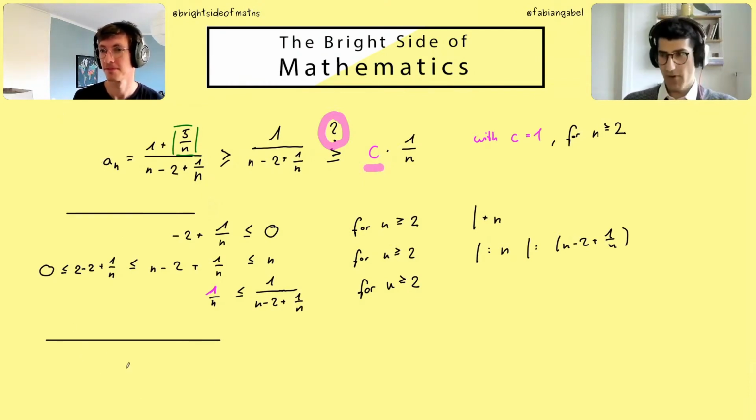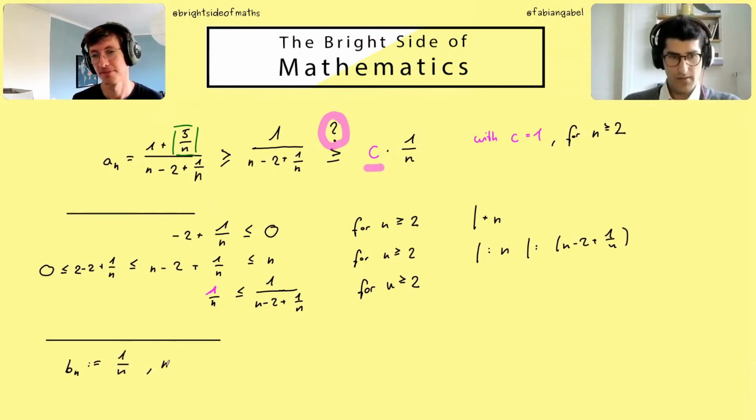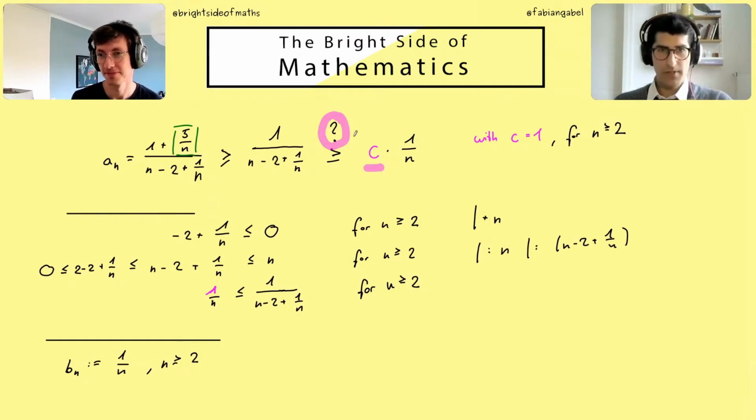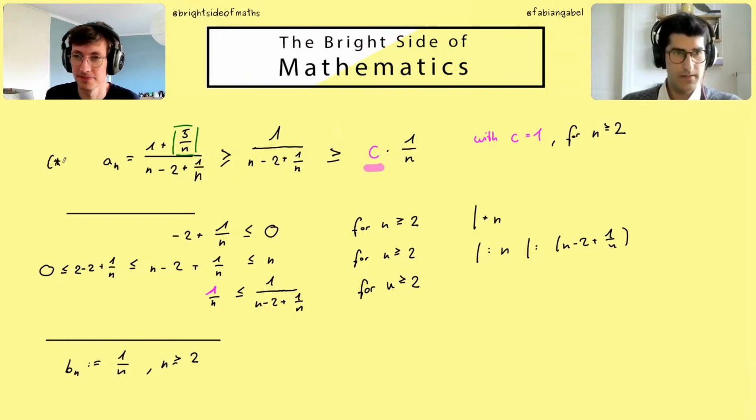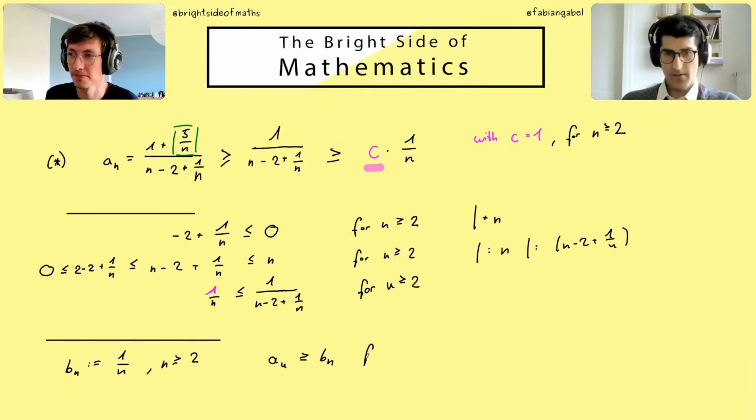So to make it more formal, we now define the sequence Bn as 1 over n for n greater or equal than 2. And we have shown here, I can delete this question mark now because it holds true, this inequality, called star, that an is greater or equal than bn for all n greater or equal than 2.